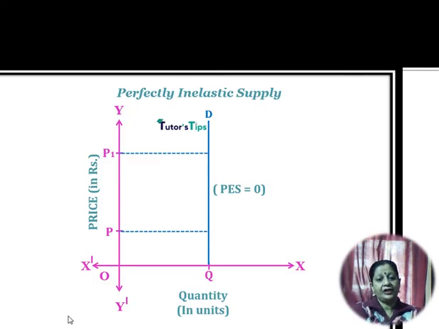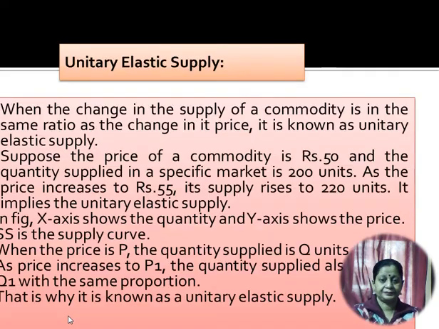Here is the graph. On the Y-axis we have represented price, and on the X-axis we have represented the quantity supplied. So when the price increases from P to P1, the supply of the commodity remains the same, that is Q. So here you can see the straight line, which is known as the supply curve, and the situation is known as the perfectly inelastic supply.